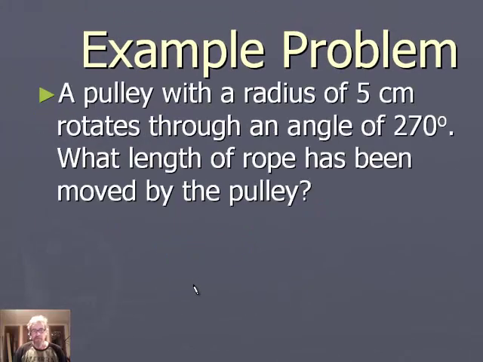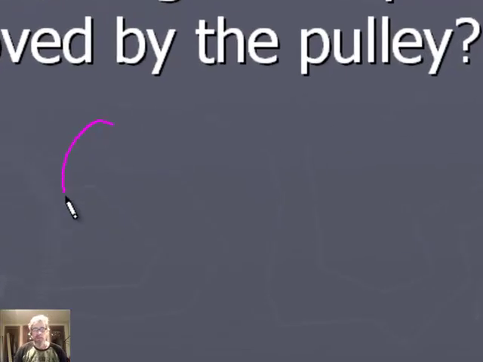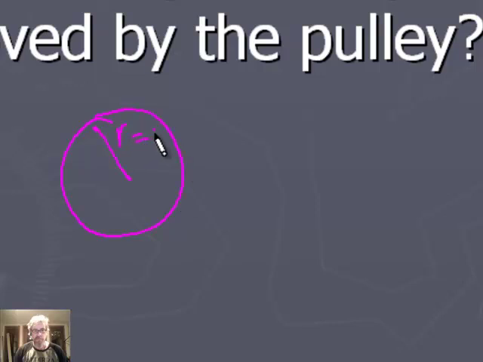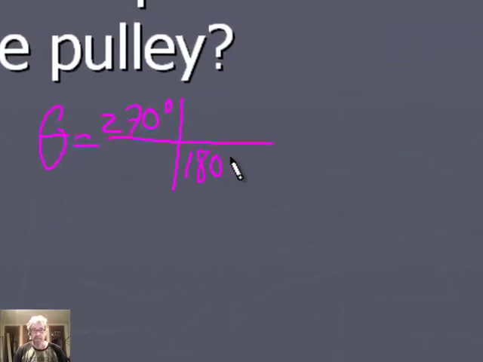Here's another problem. A pulley with a radius of 5 centimeters. So here's our pulley, got a radius of 5 centimeters, rotates through an angle of 270 degrees. So theta, it's going to rotate 270 degrees, but theta is in radians, converted this way. 180 degrees goes down here, pi can go up here, and we find when we do the arithmetic that we have an angular displacement of 4.71 in radians.